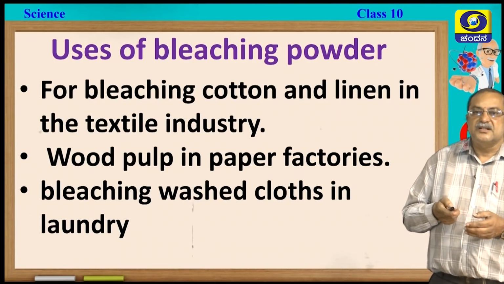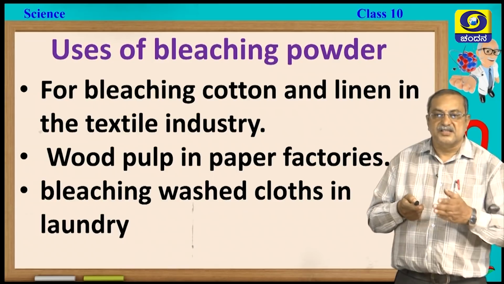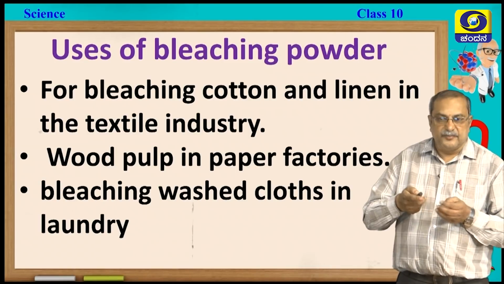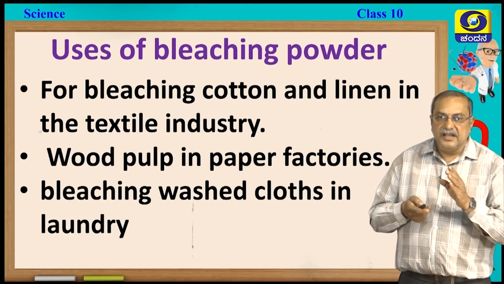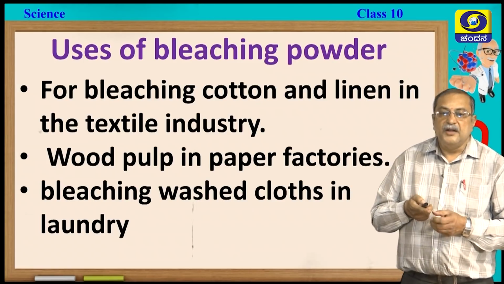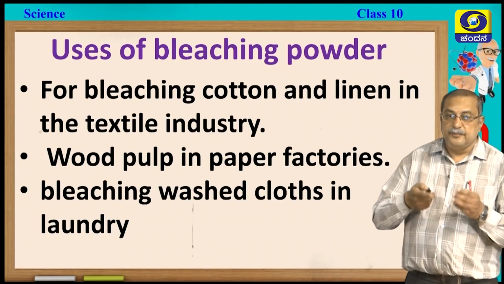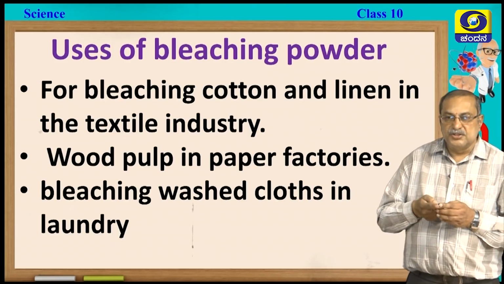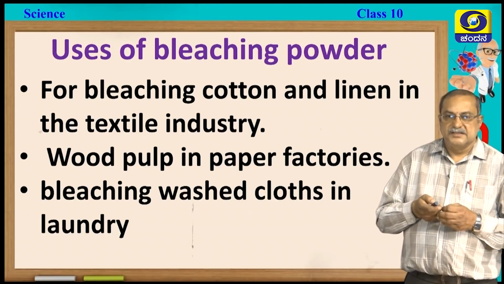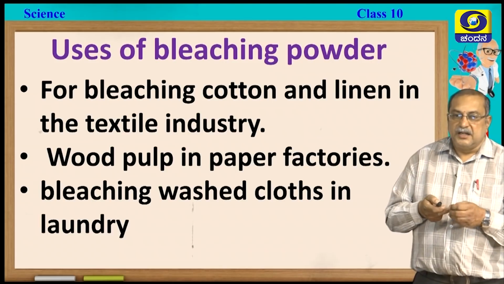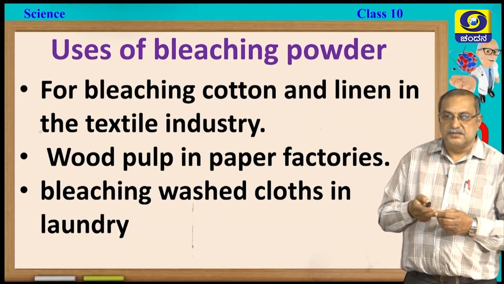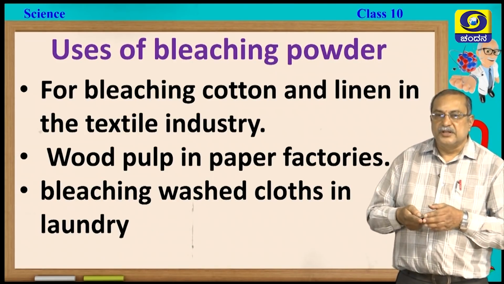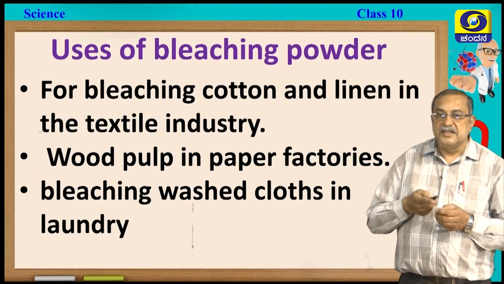It is used for bleaching cotton and linen in the textile industries. Cotton at the beginning will be dark in color, after bleaching it becomes white. And wood pulp in the paper factories: the wood pulp is brown colored, and it is bleached so it becomes white. Bleaching washed clothes in the laundry also. First they wash the clothes, if there is still some brownish color, they use bleaching powder to clean it, because chlorine has bleaching capacity.